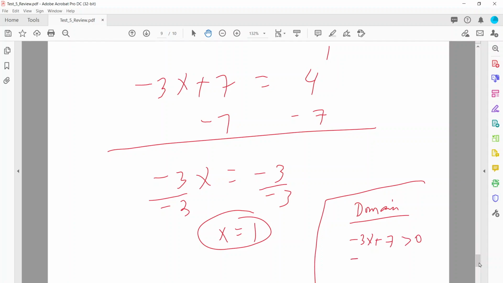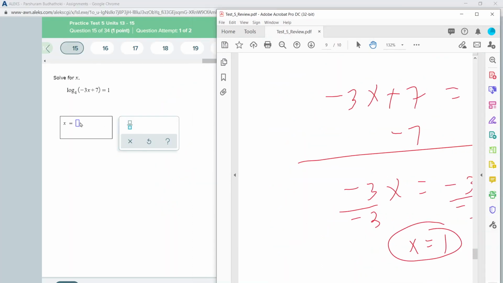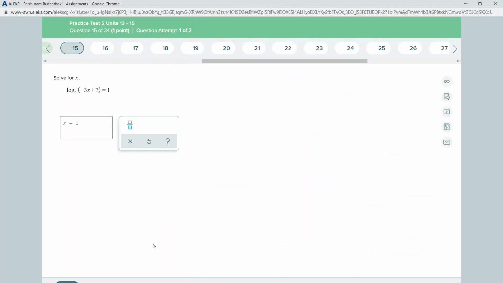Okay, so -3x should be greater than -7, and if you divide both sides by 3, it will be x is less than 7 over 3, because if you are dividing by negative, this sign just flips. So the domain of the function we're using is anything less than 7 over 3, and this one is inside the domain. That's why we can accept this one as an answer, otherwise no.